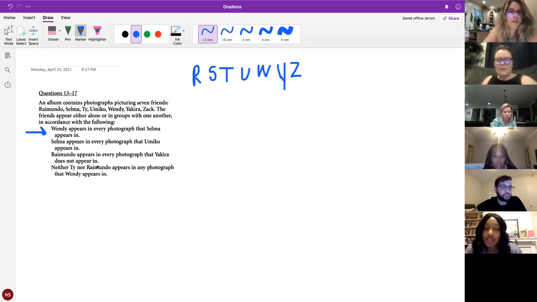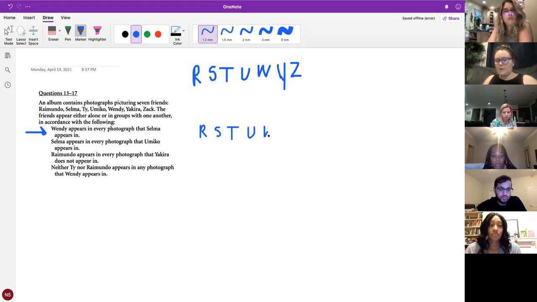So it says Wendy appears in every photograph that Selma appears in. Automatically, I know I'm almost always going to have two scenarios to start with. So on my paper, I'm always going to quickly rewrite my variables. You are going to have more worlds and more setup time than normal, but I'm going to copy these twice here at the bottom.